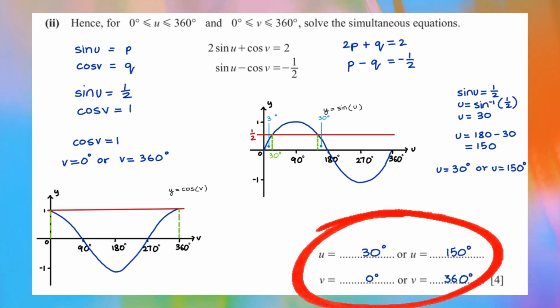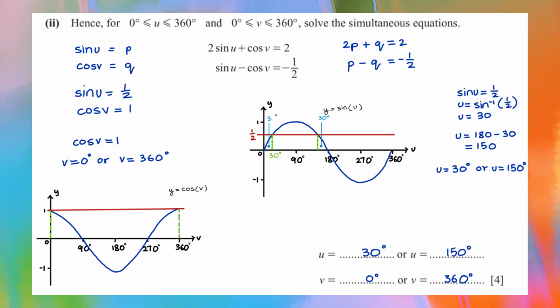Therefore, the answer is u equals 30 degrees or u equals 150 degrees, and v equals 0 degrees or v equals 360 degrees.